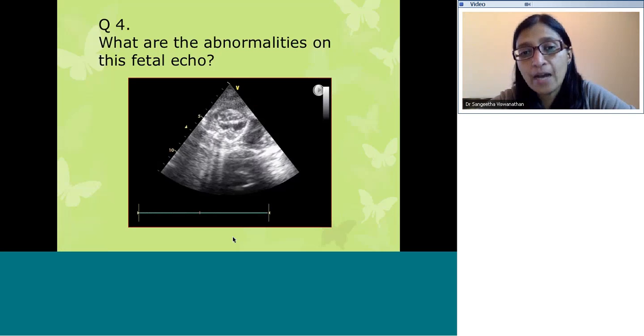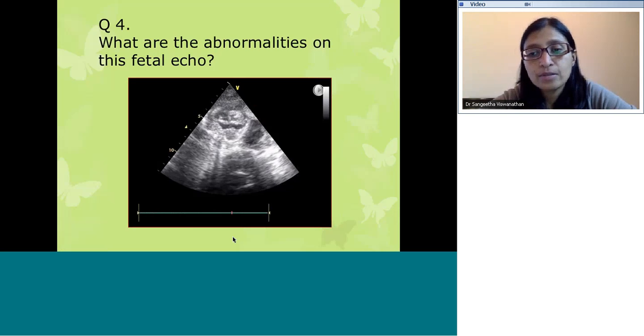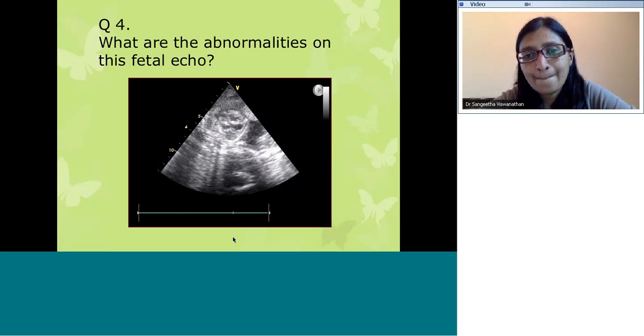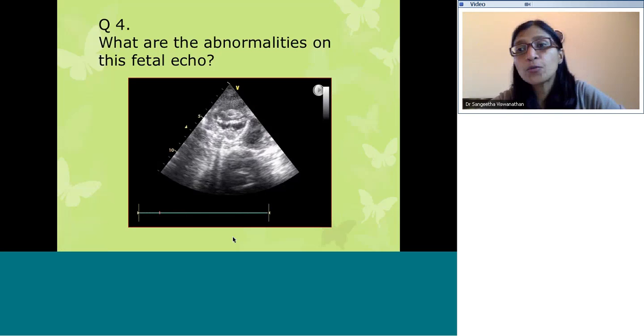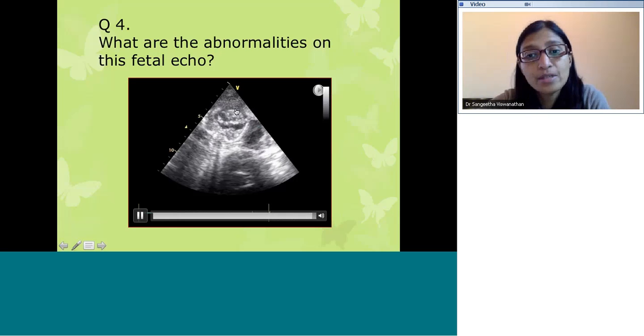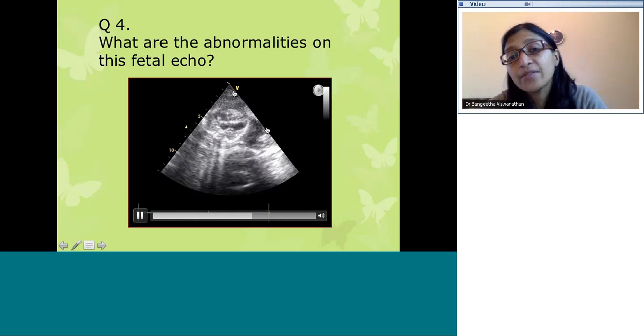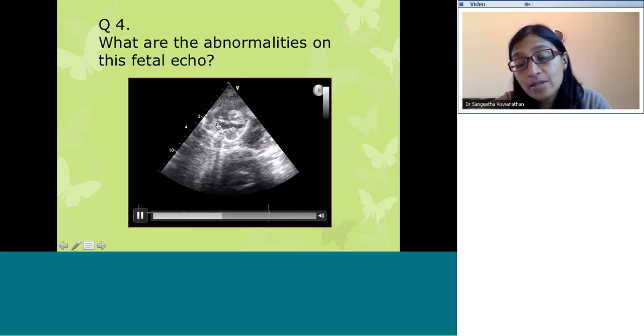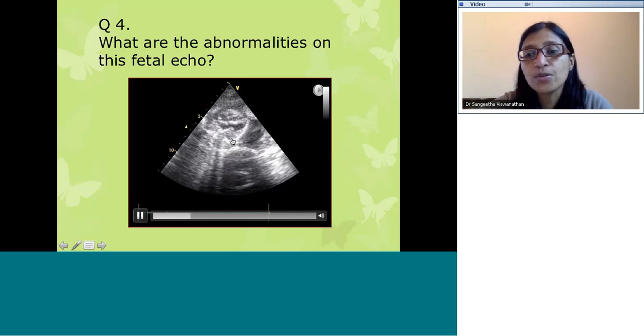The normal fetal heart with respect to the thorax of the fetus. Usually it is only 30% of the size of the thorax. Here you can see it's over 50%, or maybe 60 odd percent of the size of the entire fetal thorax. Okay, so this patient has cardiomegaly, bradycardia, and also cardiac dysfunction. So the cardiac function is also not normal.